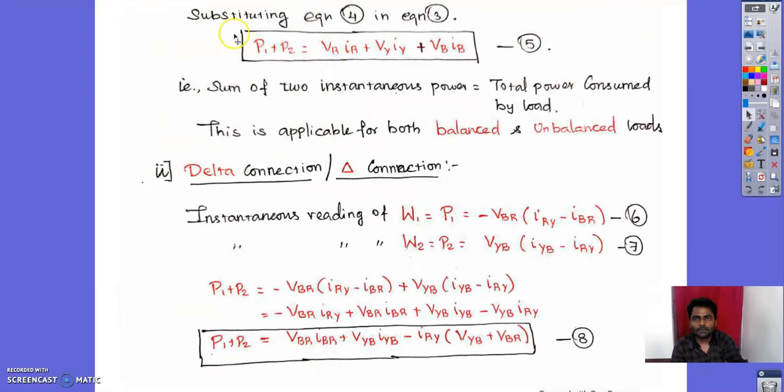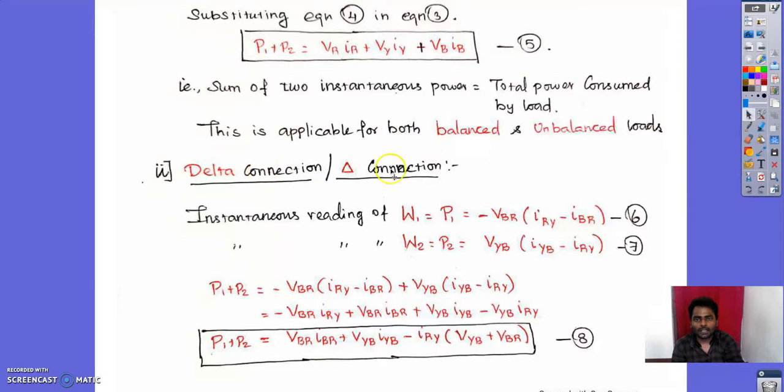So substituting equation 4 and equation 3, your equation will become VR into IR plus VY into IY plus VB into IB. So this gives the total power consumed by the load. This is applicable for both balanced as well as unbalanced load.